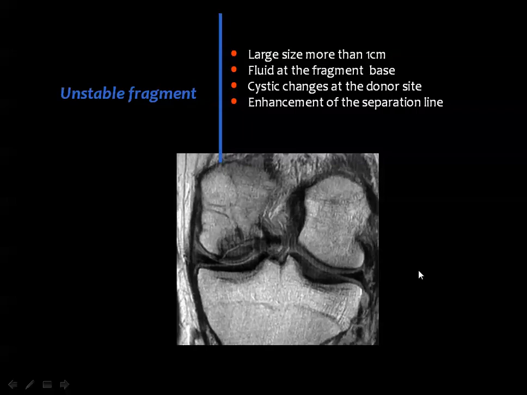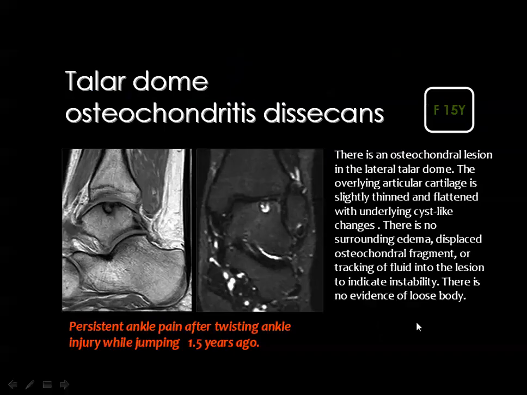To remind you, these are the criteria of unstable fragment of osteochondritis dissecans. If the fragment is larger than 1 centimeter in size, if there is fluid at the fragment base, if there are cystic changes at the donor site, and if there is enhancement of the separation line.